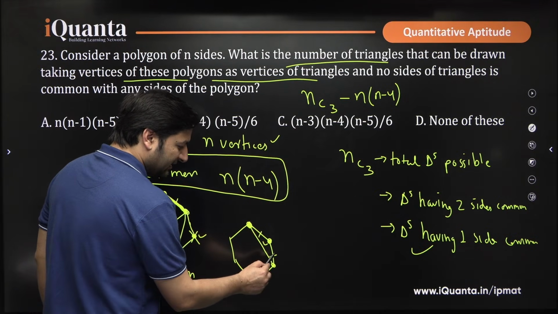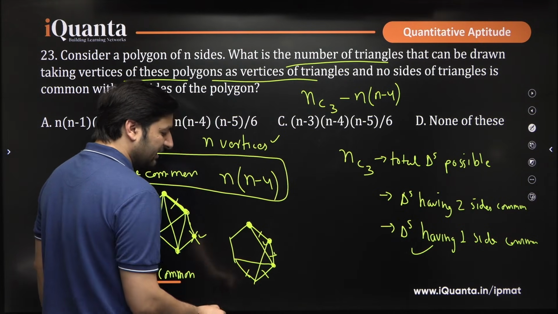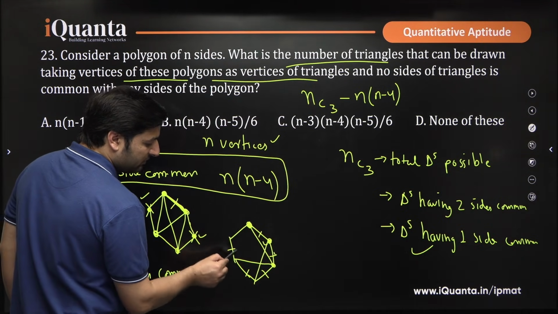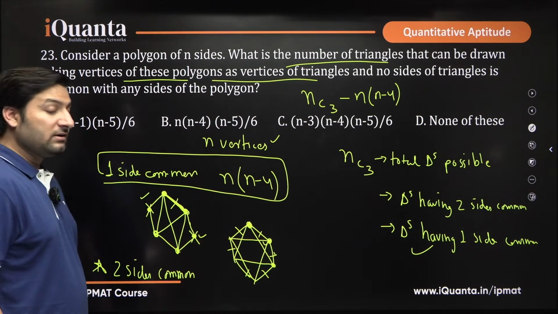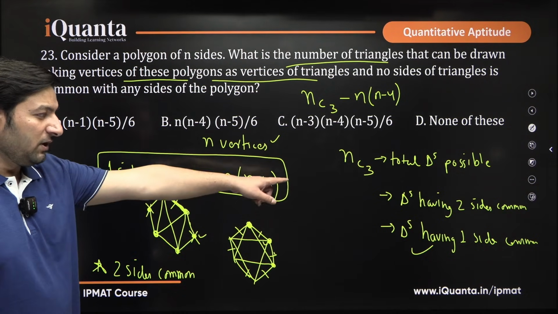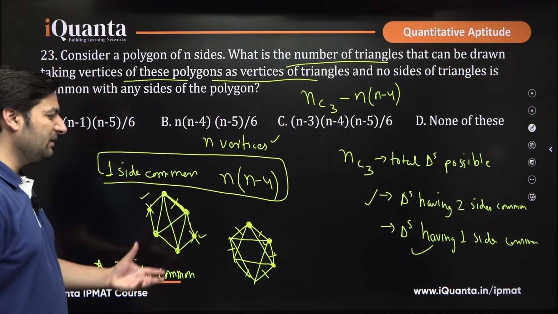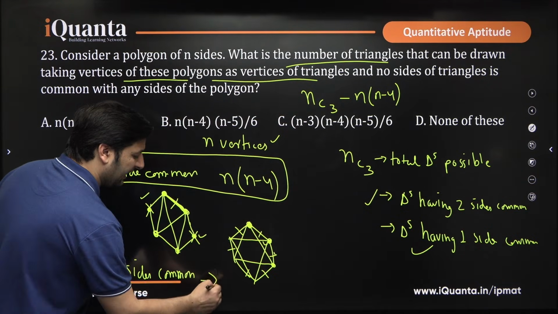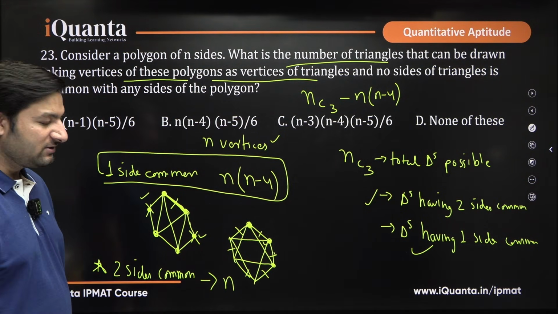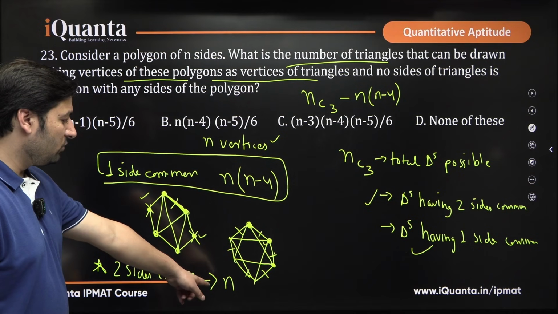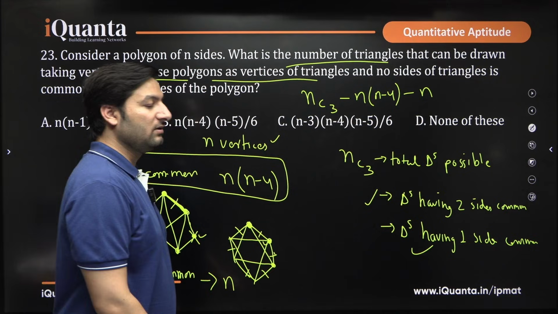One possible. Then if these two are the common ones, this is the triangle formed. If these two are the common ones, this is the triangle formed. These two are common, this is the triangle formed. So what do you see here? If you have to find out the total number of triangles having two sides common in an n-sided polygon, such triangles will always be n in number, that means equal to the number of sides. I hope this is clear, yes or no? So there are n such triangles with two sides common, those will also be removed. I hope this is clear.